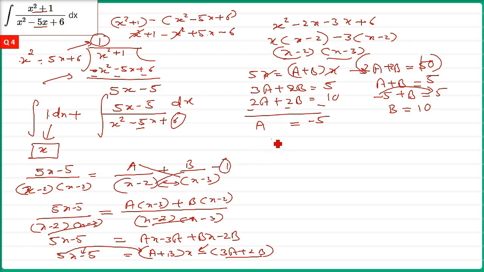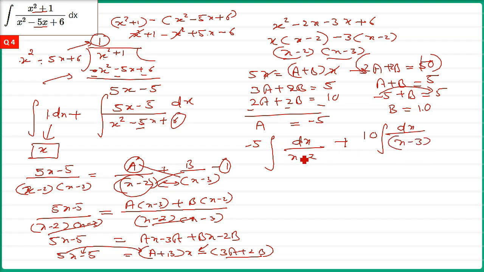So this equation 1 is very important because we have already got a, which is negative 5. You can take this negative 5 outside. You will get dx divided by x minus 2. A is negative 5, so dx by x minus 2. The second term, plus is in between, so just write the plus. b is 10. I will take it outside and I'll remain with dx divided by x minus 3. So we are integrating these two terms now.